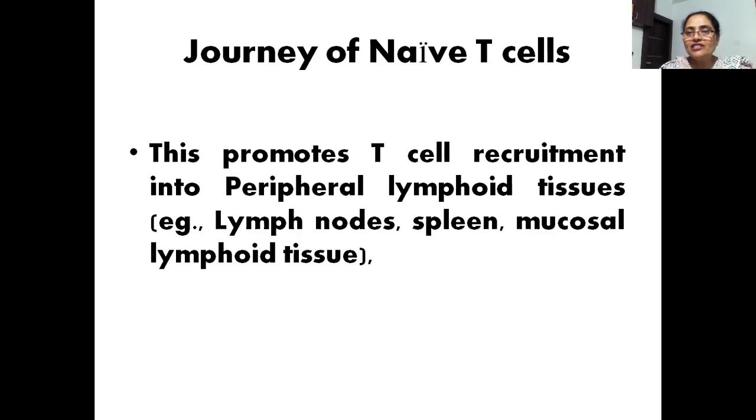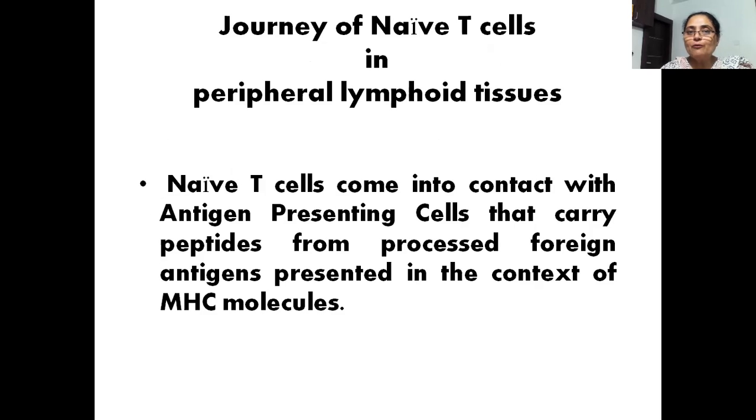So after this, what happens? Once this binding takes place between T cells, HEVs, and stromal cells of lymphoid tissues, the T cells are now recruited into peripheral lymphoid tissues. So what are the different peripheral lymphoid tissues? They are the lymph nodes, spleen, and mucosal lymphoid tissue. These are all peripheral lymphoid tissues. So we were talking about the journey of naive T cells.